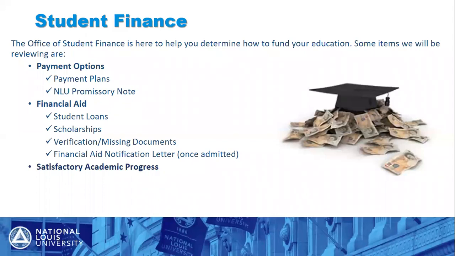The Office of Student Finance is here to help you determine how to fund your education. Some of the items that we will be reviewing today are our payment options, like payment plans and the NLU promissory note, different types of financial aid, student loans, scholarships, what happens if you're selected for verification or have other missing documentation, and your financial aid notification letter. We will also be reviewing the satisfactory academic progress policy and how that can impact your eligibility for financial aid.